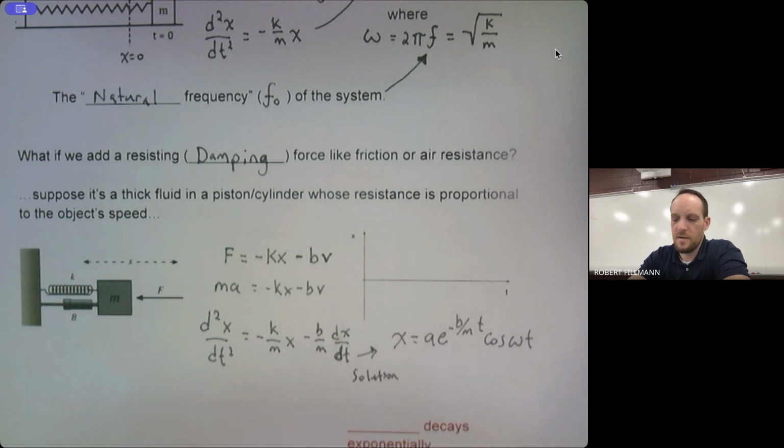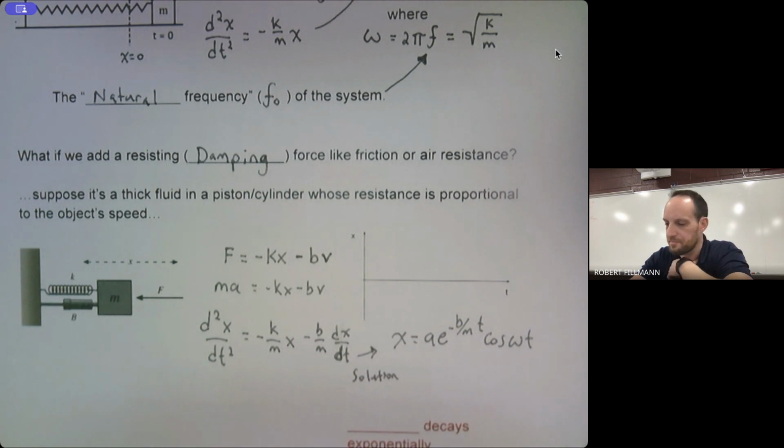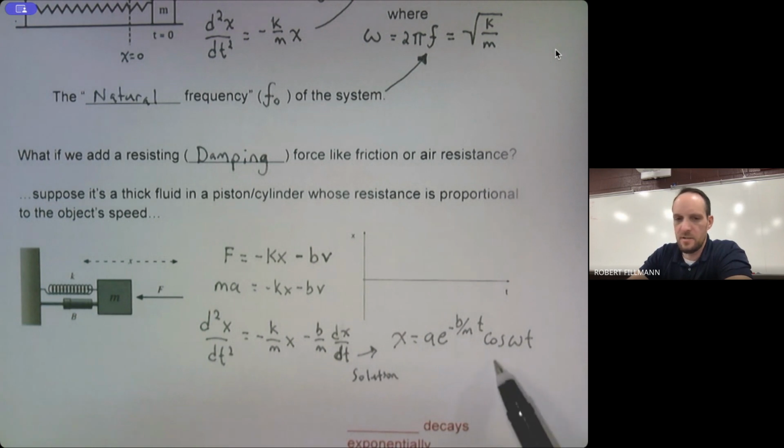So, that's kind of funny, and you just have to take my word for it. But if you take this function's first and second derivative, it does satisfy this expression. So what's going on here? Well, I can see that I still have a cosine function.